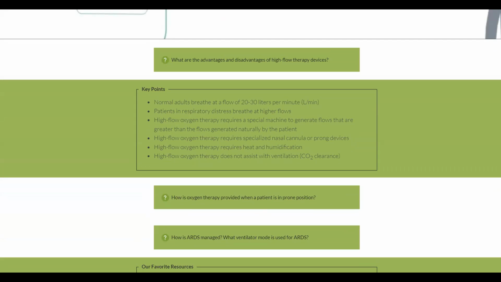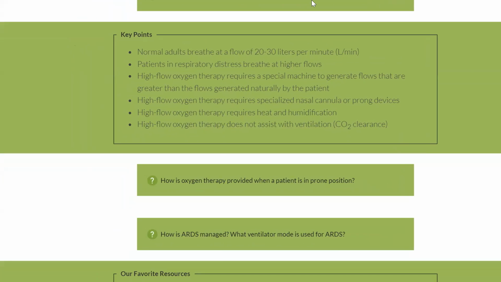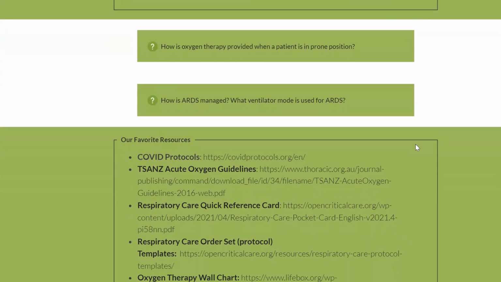So what are the key points? Normal adults need a flow rate of 20 to 30 liters per minute of oxygen. Patients in respiratory distress breathe at higher flows. High flow oxygen therapy requires a special machine to generate flows that are greater than the flows generated naturally by the patient. It requires a specialized nasal cannula or prongs device. It requires humidification, heat and humidification. And high flow oxygen therapy does not assist with ventilation, that is clearance of the CO2. So that is what you need to keep in mind. And we have said it's not a replacement.